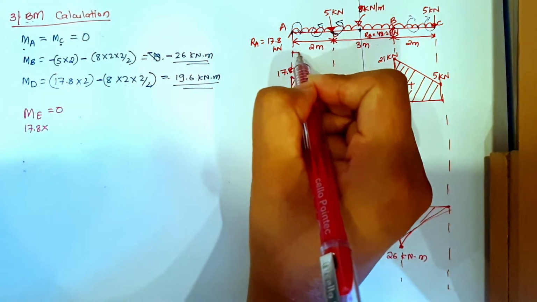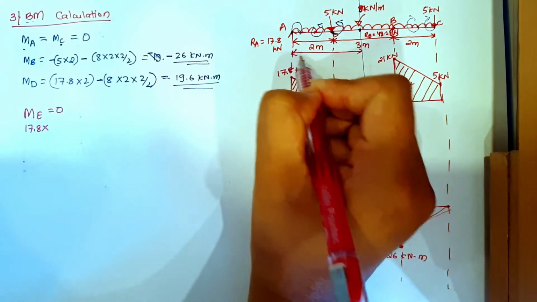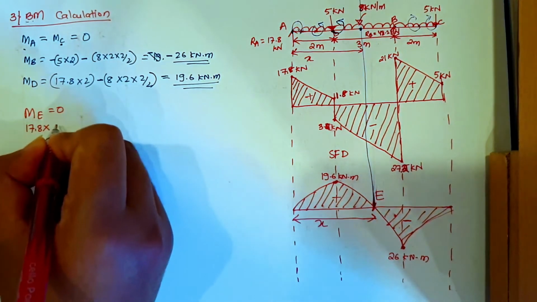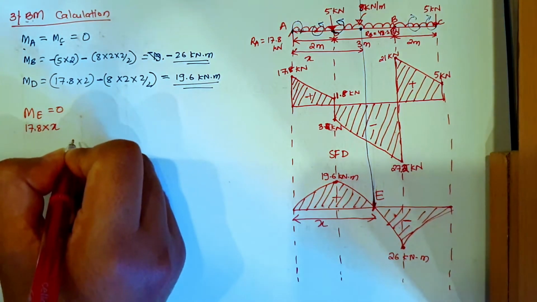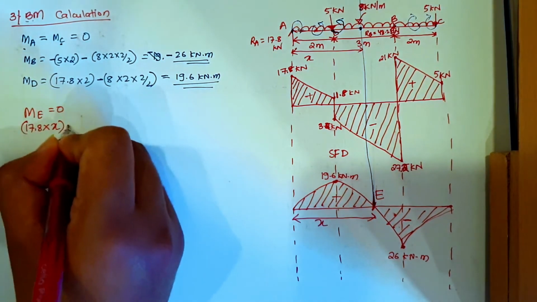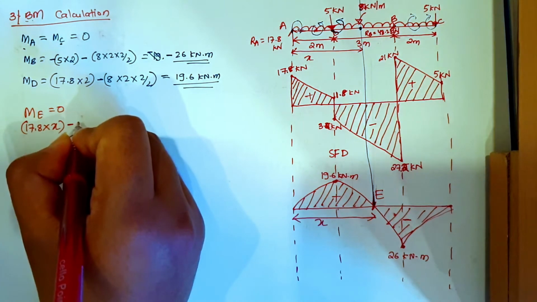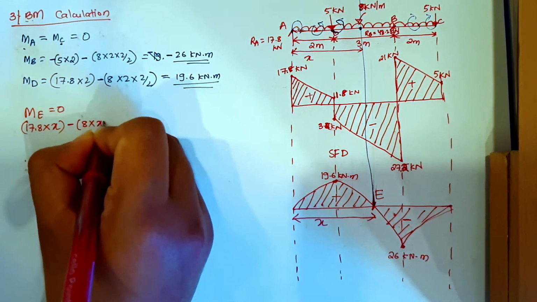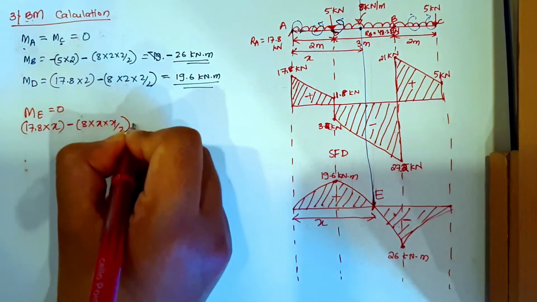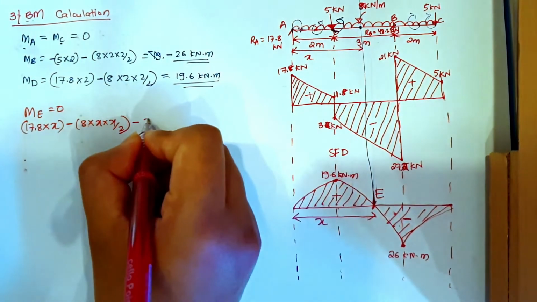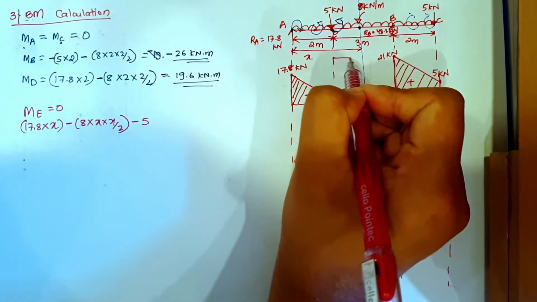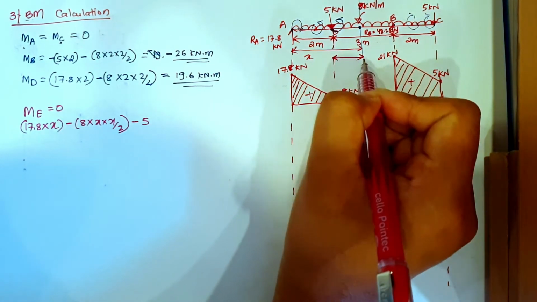अब यहाँ से यहाँ तक का distance हमें नहीं पता, तो we'll keep it as x. So 17.8 into x, then minus UDL 8 into x by 2 minus this point load 5. Now ये point load का जो है, point load सिर्फ इतने distance पे ही act हो रहा है, right?